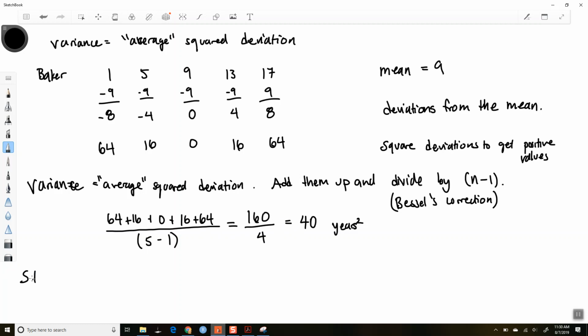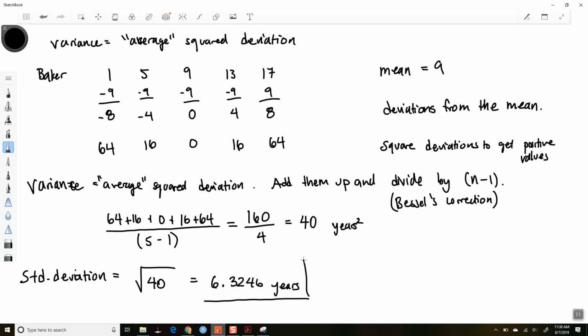that's why we deal with standard deviations. We take the square root of this thing, which will be equal to the square root of 40, and we get something like 6.3246 years. So this is our standard deviation. As far as the ages in the Baker family go, we'd say that the standard deviation is 6.3246.